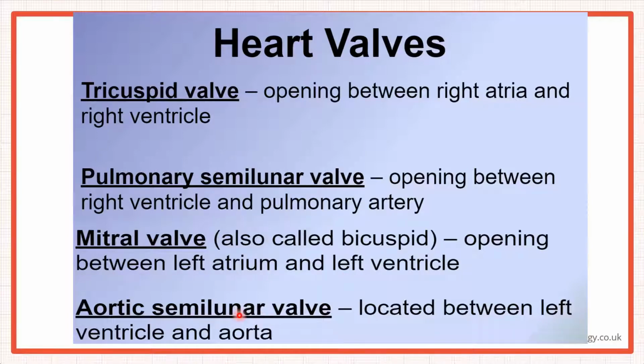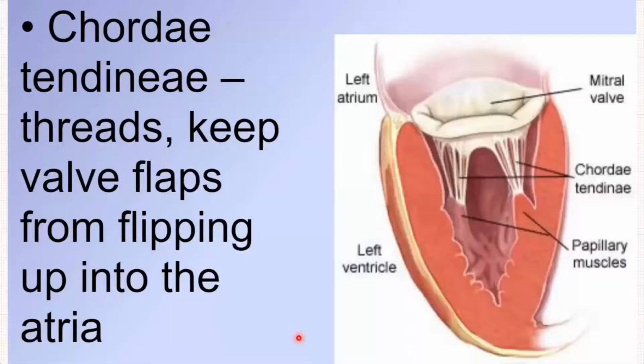Then the aortic semilunar valve, or you can simply call it the aortic valve, is located between the left ventricle and the aorta. Right? So these chordae tendineae, these structures here, keep the valve flaps from flipping up into the atria. As we said, the direction of blood flow through the valves is only one directional, unidirectional. They prevent the backflow of blood. So the chordae tendineae make sure that the valves are not flipping up into the atria. And these are the papillary muscles. Once the valves are open, the chordae tendineae actually ensure that.